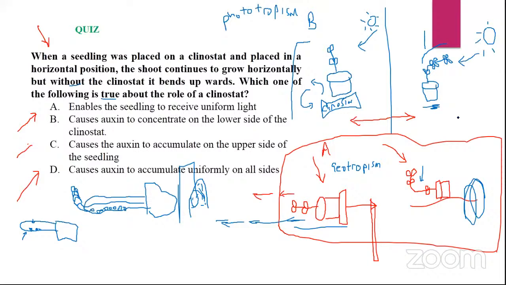So on this question we are doing, is D the answer that it causes oxygen to accumulate uniformly on all sides? Yes, because gravity is not pulling them on only one side, but because it is being rotated, all sides are actually getting the oxygen, so they are accumulating equally.